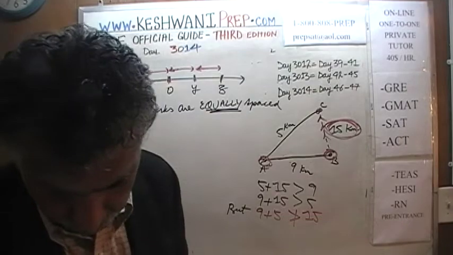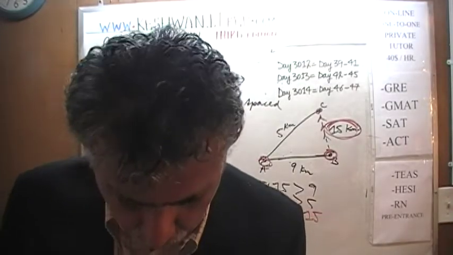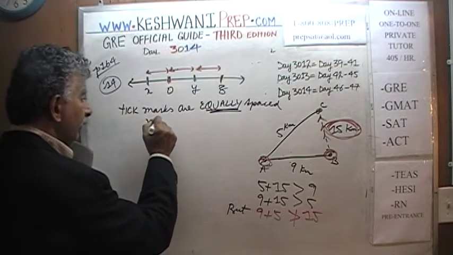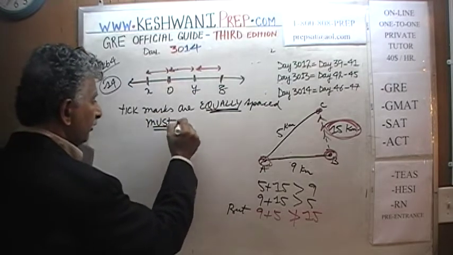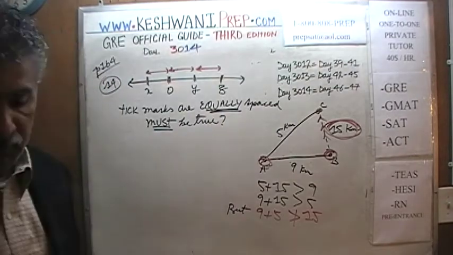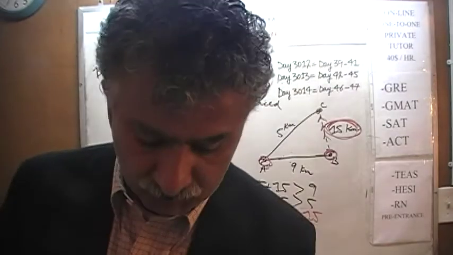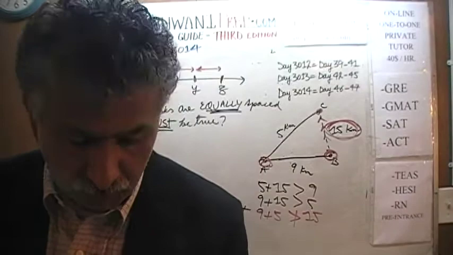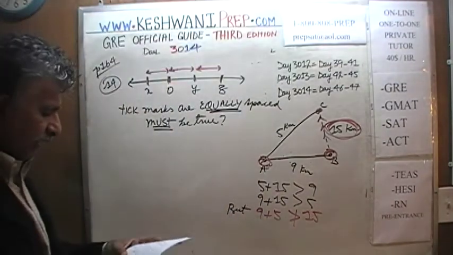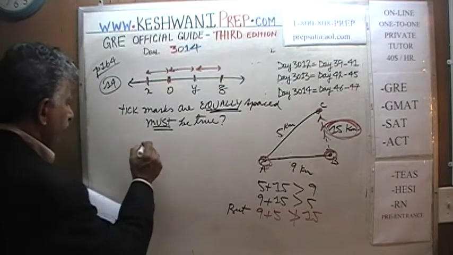And the question is, which of the following must be true? We must pay attention here. They're not asking us which of the following could be true. Which of the following must be true? In other words, it has to be true all the time. And the first statement they give us is x times y times z is negative.